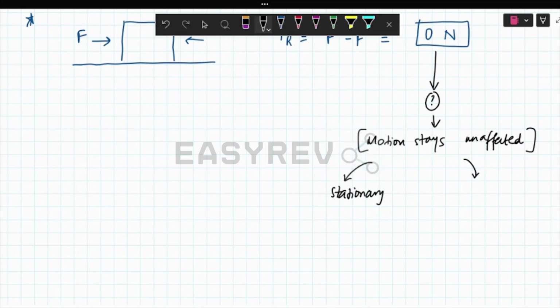Or if it were moving with some velocity before in any one particular direction, then it will continue to move with that same velocity indefinitely. So I repeat, when you claim that motion is staying unaffected, the object will either stay stationary or continue to move with constant velocity. What we've expressed in all of this discussion is a very important law that we study in dynamics.